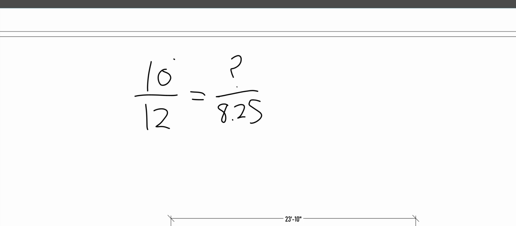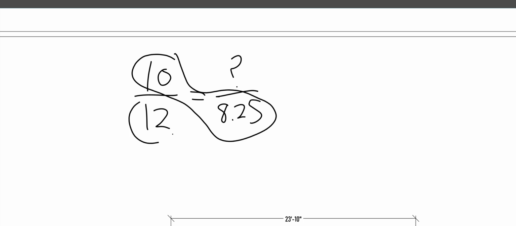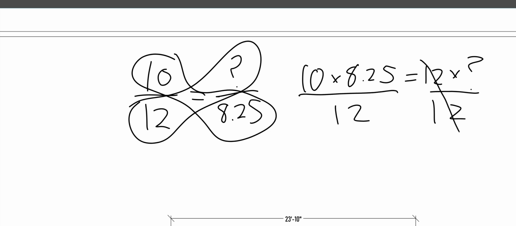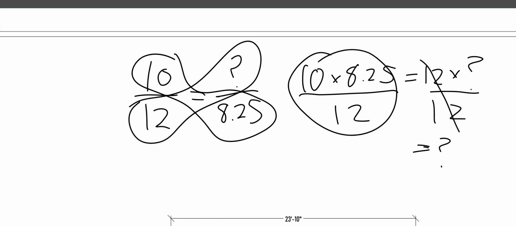8.25 feet, I get how many feet up? So here's how you do this. You cross multiply, right? Multiply those together and set them in an equation. So 10 times 8.25 equals 12 times some number we want to know. So we're just going to divide both sides by 12. That cancels out, so now our mystery number is whatever this is. Let's do that in the calculator. 10 times 8.25 is 82.5, divided by 12. 6.875.